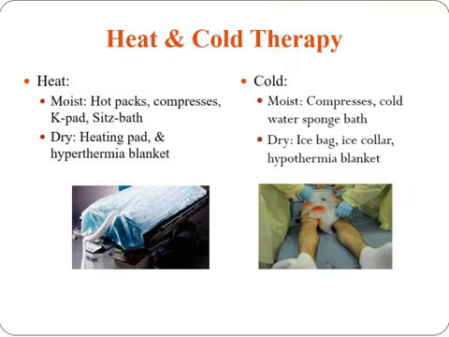So heat, you can use moist hot packs, compresses, K-pads, a sitz bath, which is like a special little bath that you sit in. A lot of times they use it for vaginal surgeries or post childbirth. Dry heat, like a heating pad or hypothermia blanket, versus cold, we can use moist cold compresses or like a sponge bath. Our dry is going to be ice bags or an ice collar, hypothermia blankets, or the little ice bags that they have on the units.